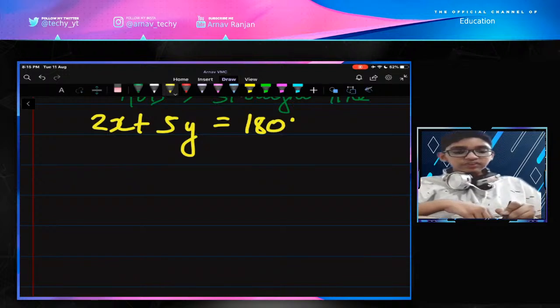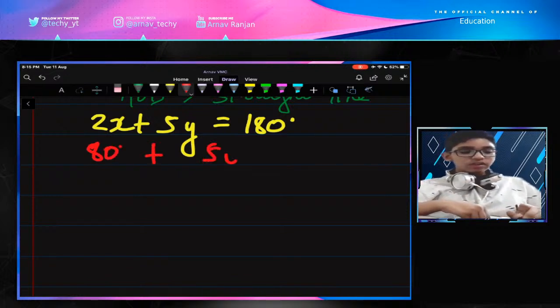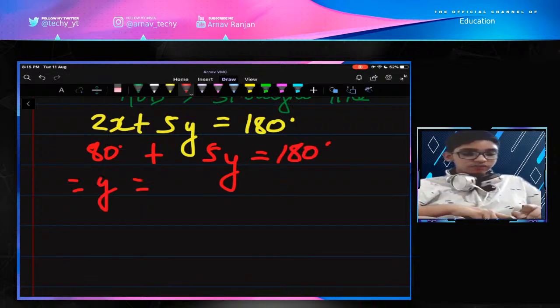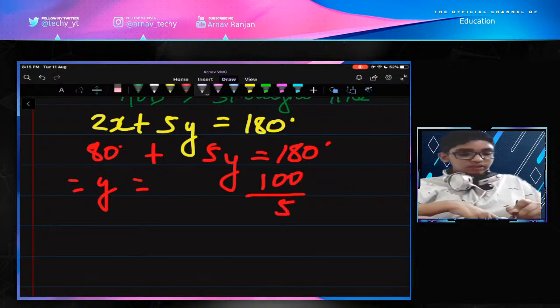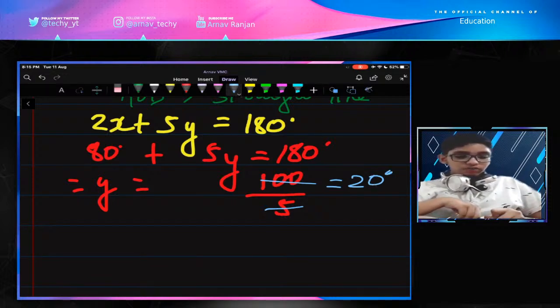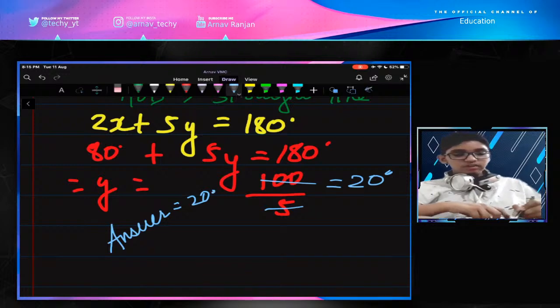So we'll write 2 into 40 degrees, since x was 40 degrees, plus 5y is equal to 180 degrees. Then y will be 100 divided by 5. We'll cancel it out, and it will be equal to 20 degrees. So we found the value of y. The value of y is 20 degrees, and the answer is 20 degrees.